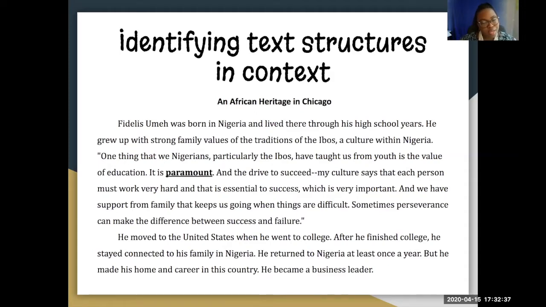Now, I know that you guys know a little bit of geography, and we know that Chicago is right here in the United States. Now, I just want to draw your attention to the bolded statement at the top. We know that that would be our title. So this is probably what the whole story is going to be about, an African heritage in Chicago. Then we've also got a bolded and underlined word in the passage. This might be a word that I'm going to have to figure out for my questions later. So that's going to help me.